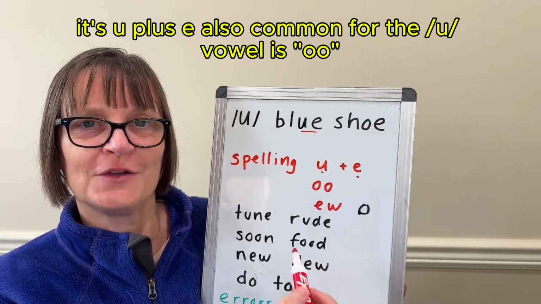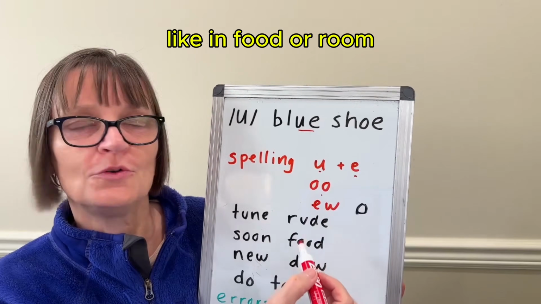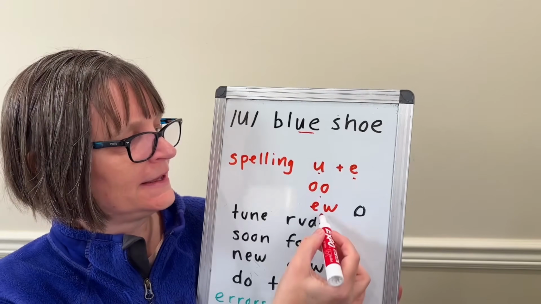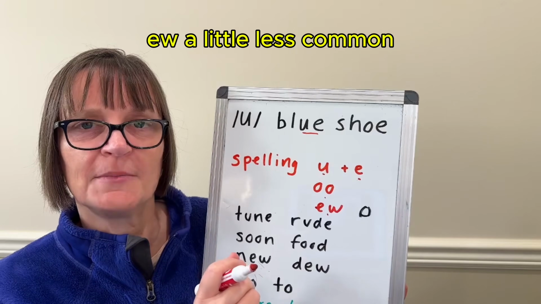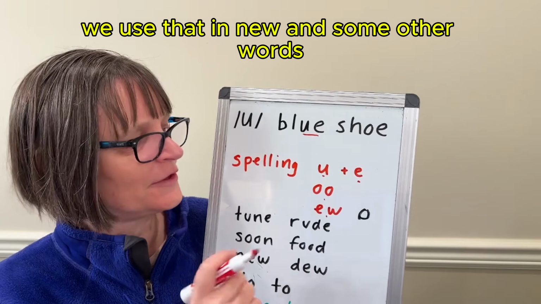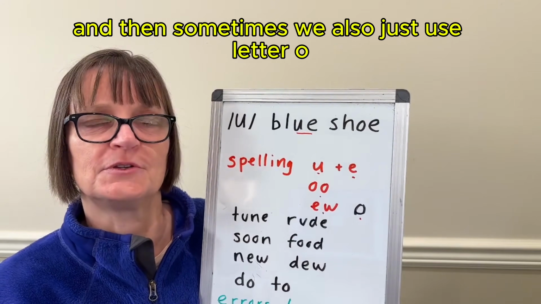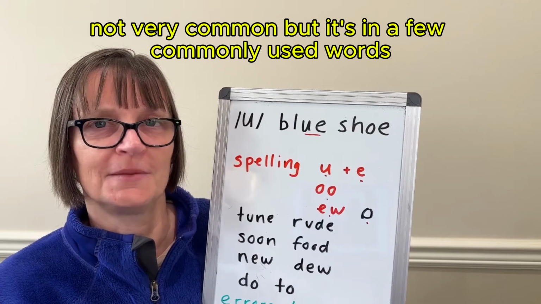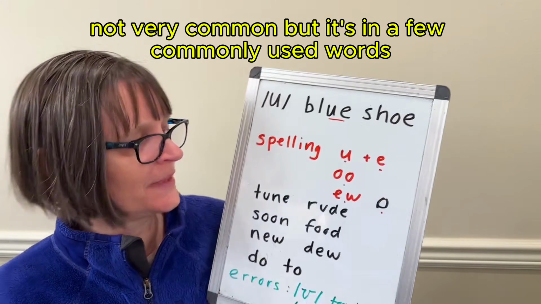Also common for the oo vowel is double O, like in food or room. EW is a little less common. We use that in new and some other words. And then sometimes we also just use the letter O. Not very common, but it's in a few commonly used words.